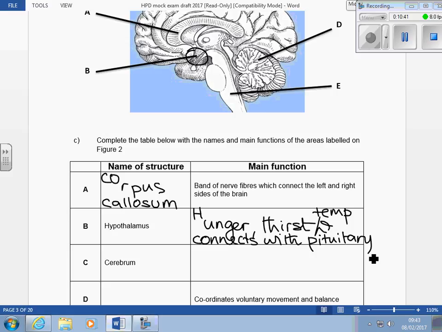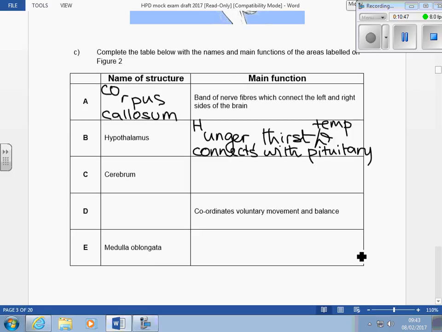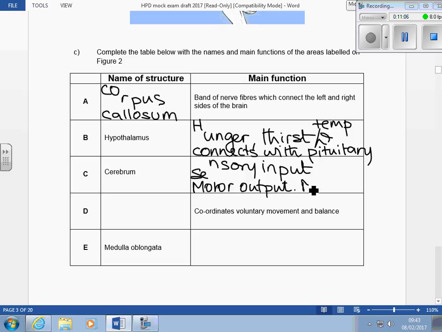Okay, part C is the cerebrum, main function. That's the stuff, yeah. So we've got sensory input. Oh, this could be all over the place. Motor output. And then it's happy once it's done that, isn't it? And then it's mental functions.